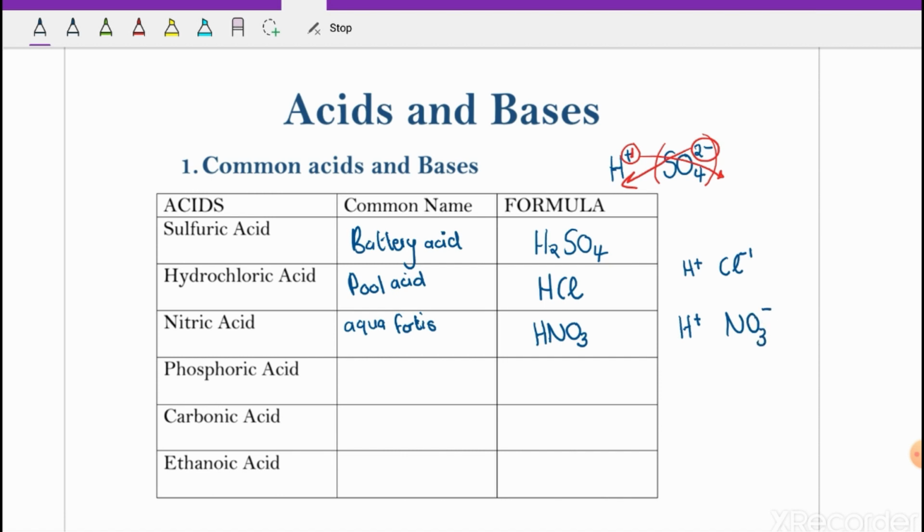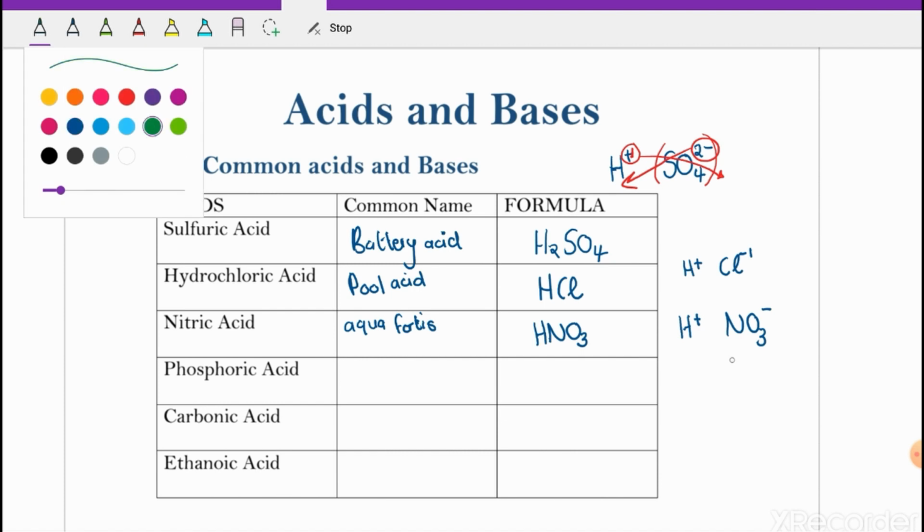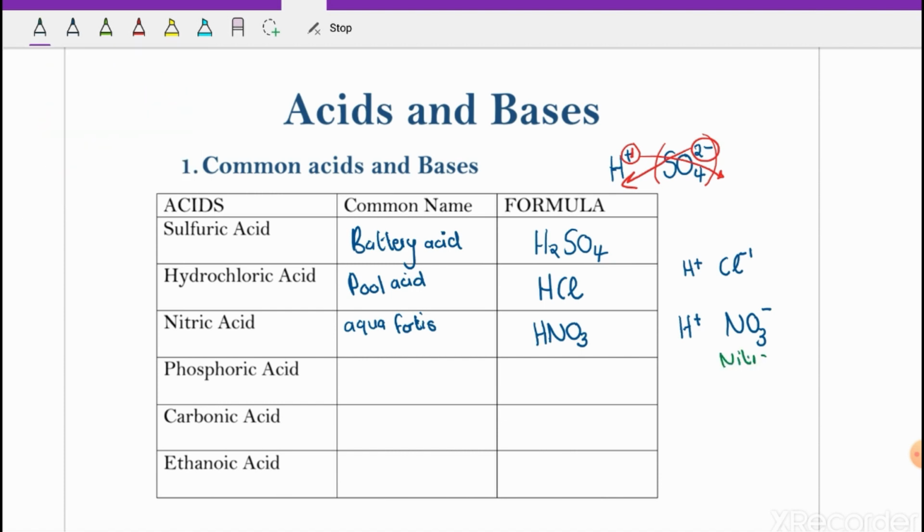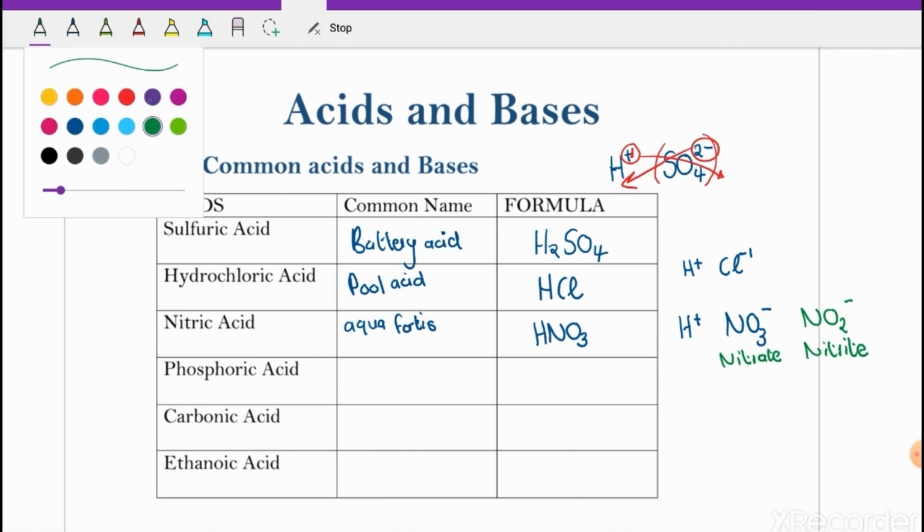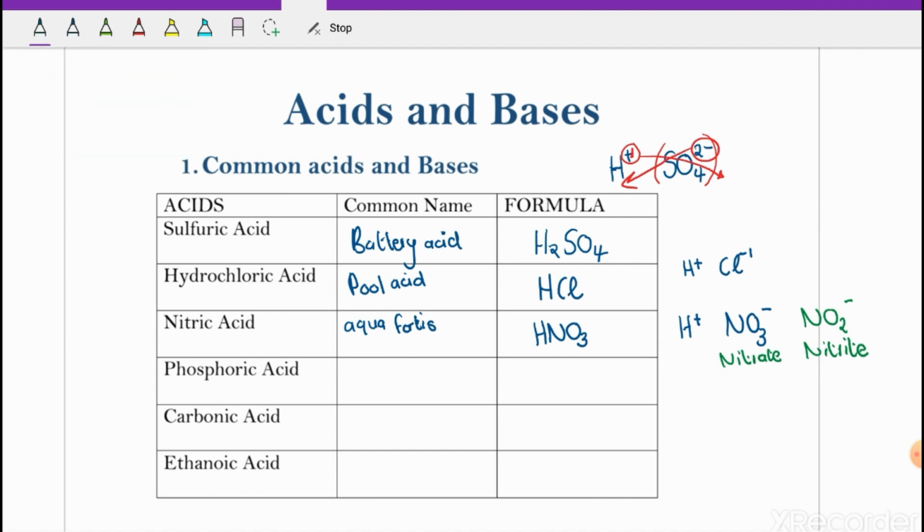It's important to know the difference between a nitrate and a nitrite. So let me just quickly write that down. This is a nitrate, and when you have a nitrite polyatomic ion, then it's NO2 minus. So you need to be very sure of your formulas. Nitric acid is also used to produce ammonium nitrate fertilizers. That's maybe the common use, and then also in the chemical industry.